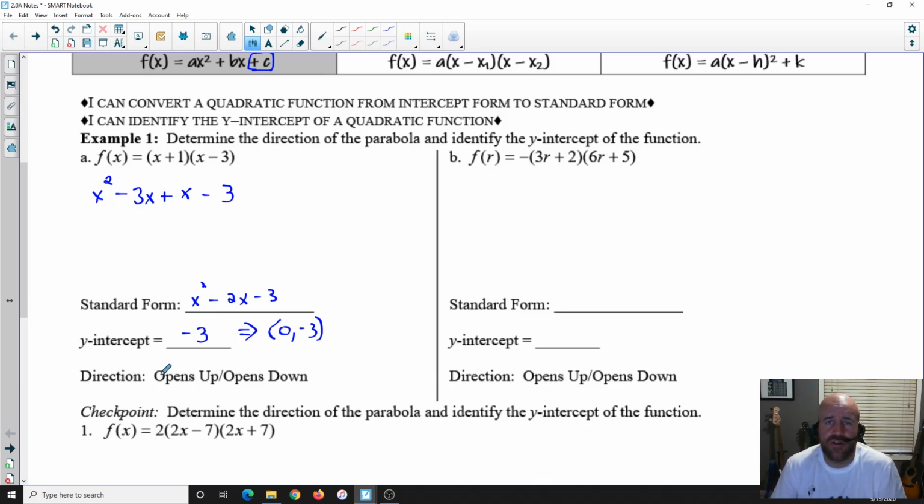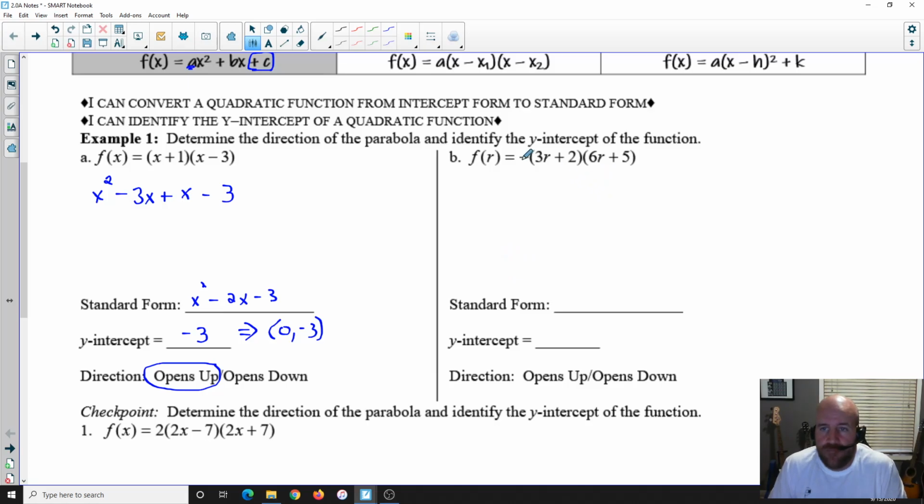As far as the direction, if it opens up or opens down, we look to the a value. So the a value right out front of the x squared, that tells us if it goes up or down. So if it is a positive number, we're opening up. And if it's a negative number, we're going to be opening down. So if we look out here, we have a positive 1 here, so it is going to open up.